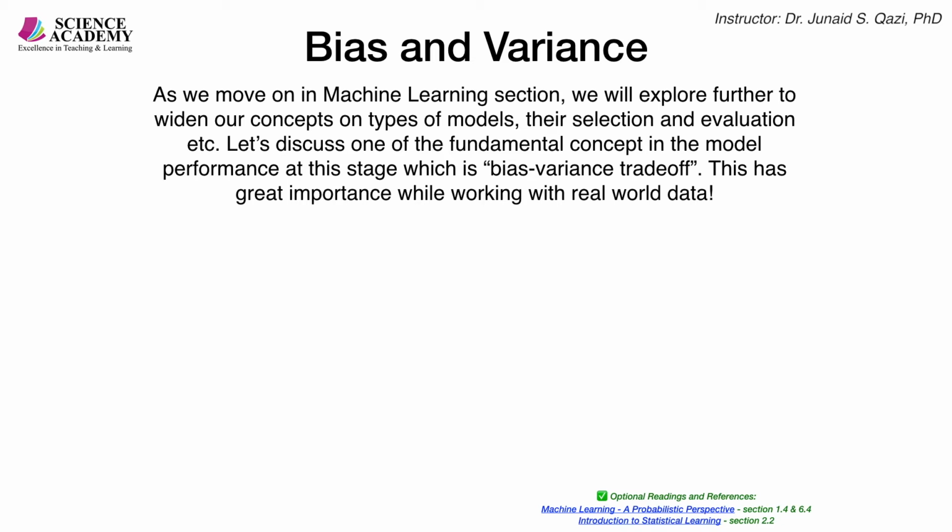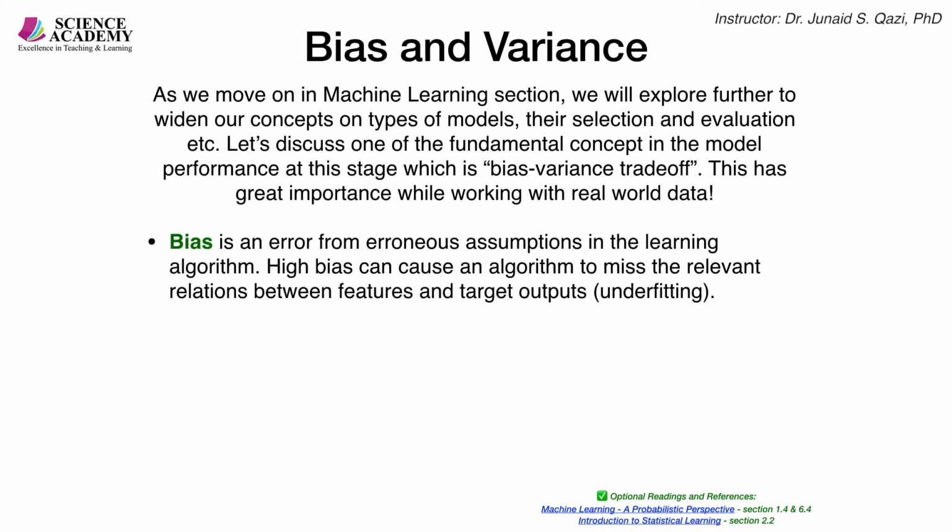At this stage, let's discuss one of the fundamental concepts in model performance, which is the bias variance trade-off. This has great importance while working with real-world data. So let's see what is bias and what is variance. What are their fundamental definitions? Bias is an error from erroneous assumptions in the learning algorithm. High bias can cause an algorithm to miss the relevant relations between features and the target outputs. This is also called underfitting.